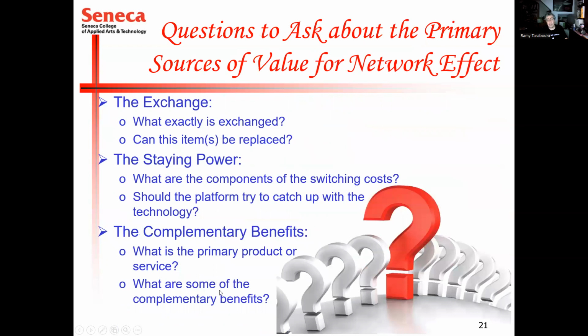When we're talking about the exchange, we need to ask what exactly is being exchanged, and can this item be replaced? If we're talking about staying power, we need to ask what the components of switching costs are. If we want to switch, why would people have a cost associated with switching? And if there's an inferior technology in an existing network, is it worthwhile trying to improve the technology to catch up with competitors that do not have the network effects? For the complementary benefits, you need to identify, first of all, what the primary product is, and then identify what the complementary benefits on top of it are.